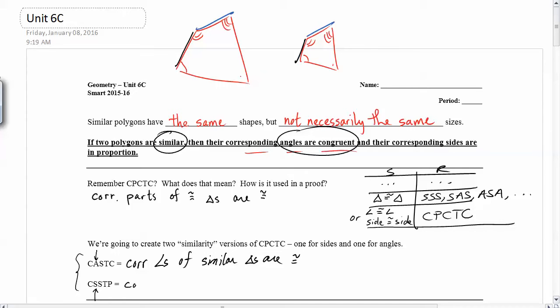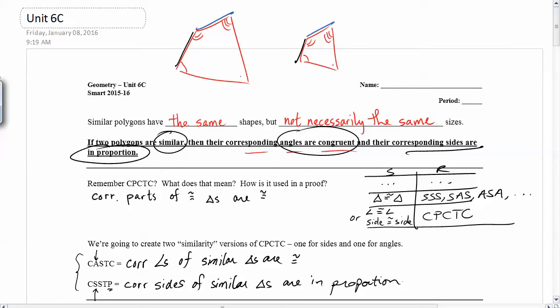This one down here, corresponding sides of similar triangles are, and then the P is, the corresponding sides are in proportion. Okay, and then we'll figure out how to use those when we start doing some proofs.